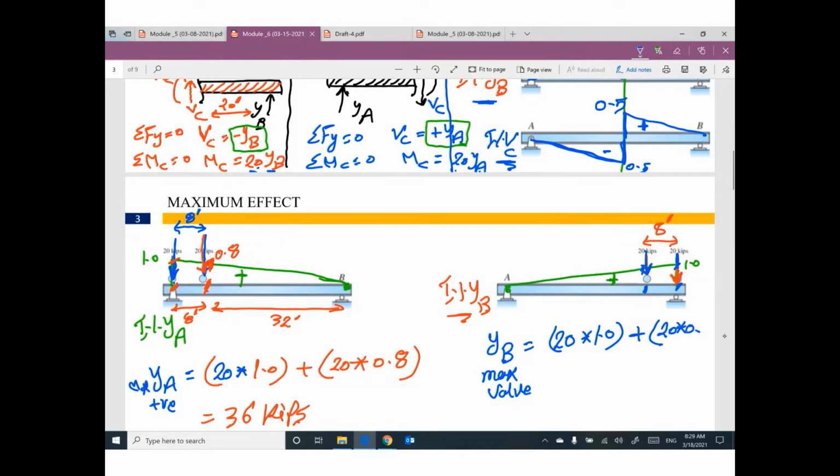How can I get the 0.8? Okay, go ahead and put your dimension 8 feet. The remaining dimension will be 32. Set up two triangles which are similar, and you can figure out this value will be 0.8. So the value will be 36 kip.